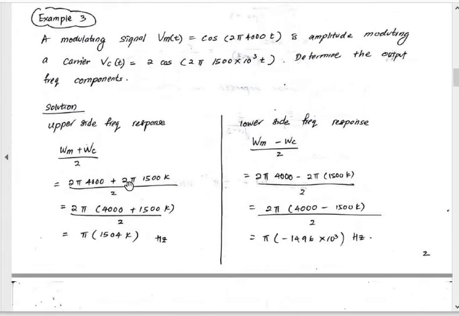Okay, another example: a modulating signal Vm = cos(2π·4000t) is amplitude modulating a carrier Vc = 2cos(2π·1500kt). Determine the output frequency components. So here we have the Vc and we have the Vm, and we need to find the upper side frequency response and lower side frequency response. This is under the modulation topics. Okay, never mind, let's go to the modulation topics first before I come back here.